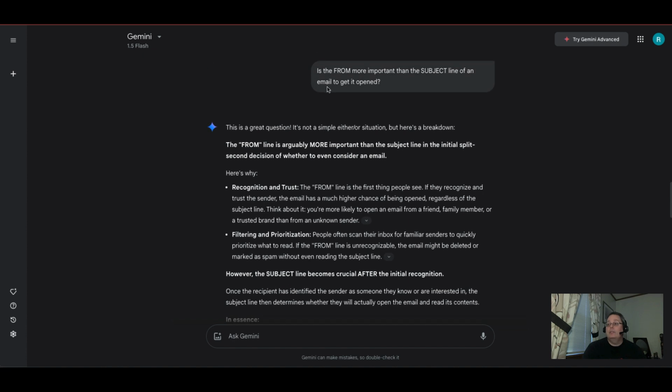focus in on this question for me. Is the from more important than the subject line of an email to get opened? That is a great question. It's not a simple either or situation, but here's the breakdown. The from line is arguably more important than the subject line in the initial split-second decision of whether to consider an email.